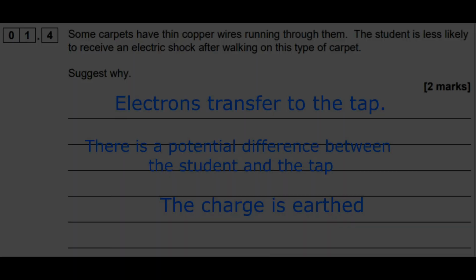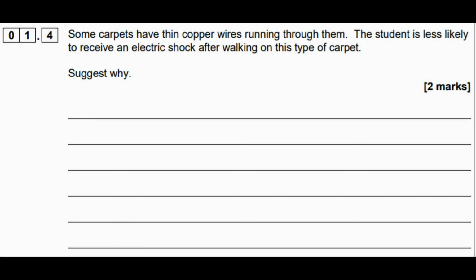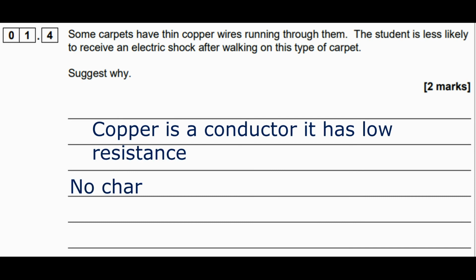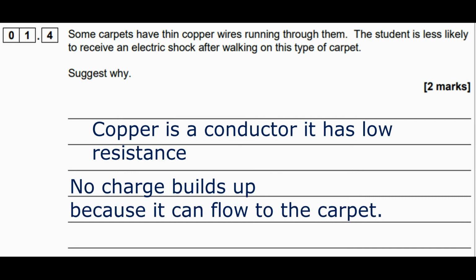3 marks. Again, this question is to do with these 2 different materials, your conductors, your insulators. Remember, the copper is a conductor. This question's worth 2 marks. So, first of all, copper is a conductor of electric charge. What we then need to say is this reduces the build-up of charge on the student because it's all just flowing through the copper wire.